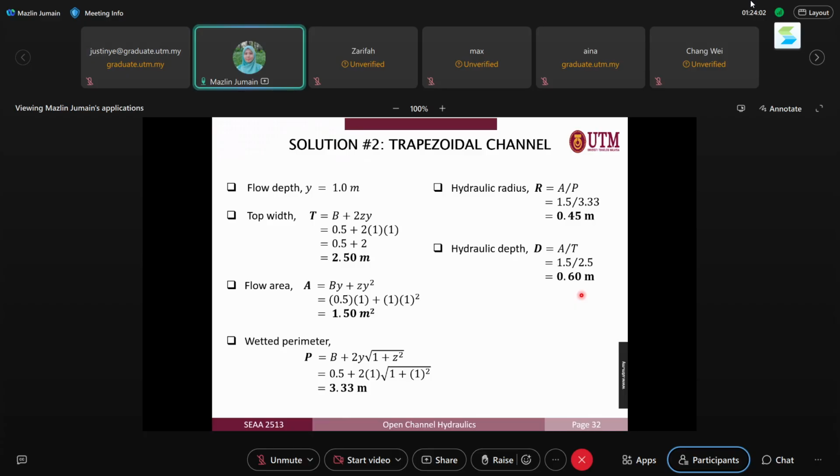Dapat jawapan yang sama ke? Ke tak ada yang check pun? Tak ada yang tekan calculator pun? Sebab jawapan dah bagi.